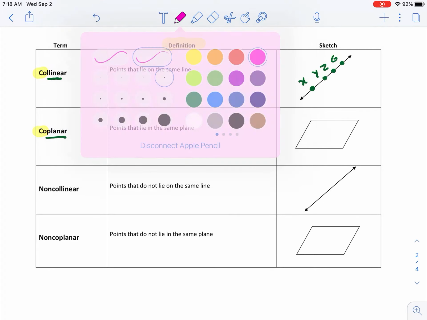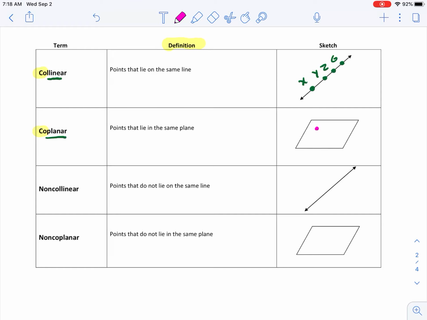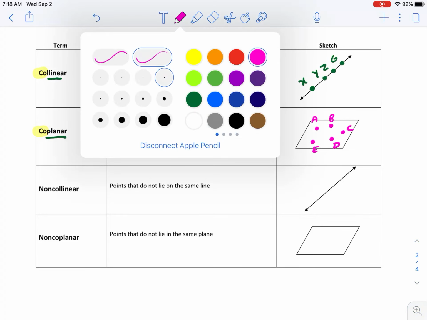So for this one, and remember, I at least need 3 points. I'm going to do a couple more. All these points, A, B, C, D, and E, all of them are on that same plane, so all of them would be coplanar. So they are on the same plane. Those up here were on the same line.